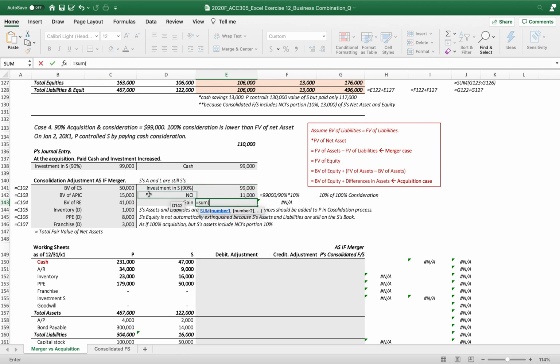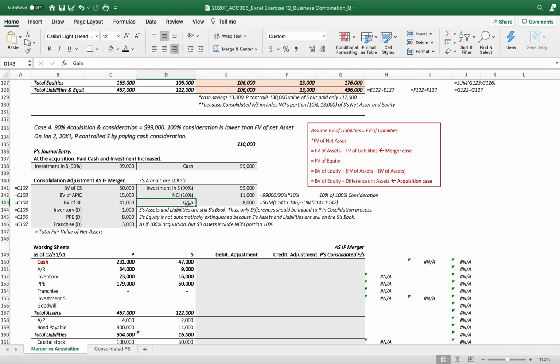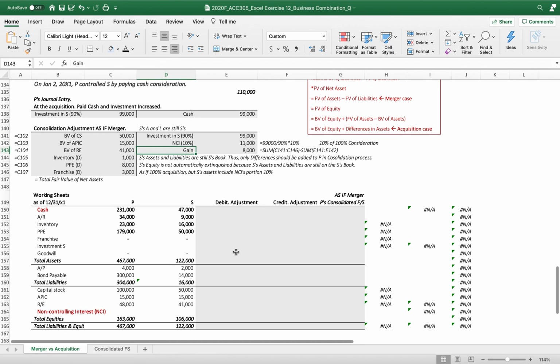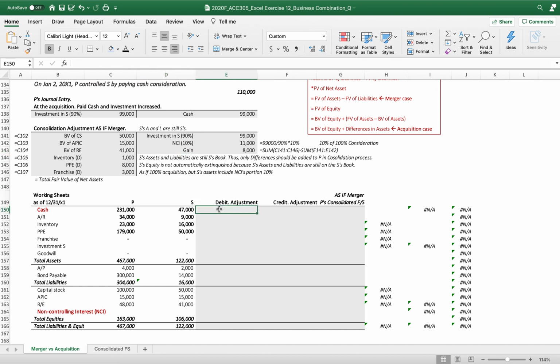So the sum of the fair value of net asset minus total consideration of these two is an $8,000 gain. But you have to keep in mind, this $8,000 is not the gain only for the parent company. Some portion, which is 10% of the gain, is for the non-controlling interest. You have to keep it in mind when we create this consolidated financial statement. Now let's put all these journal entries into the working sheet with this adjustment procedure.